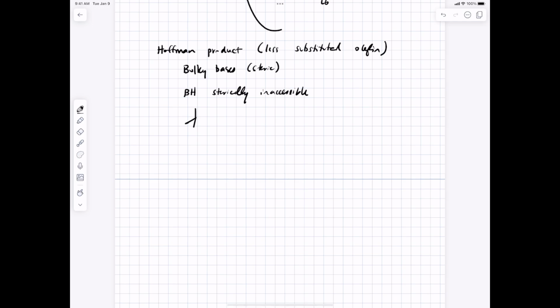An example of that is this weird molecule where you have two different kinds of beta protons, and you're using not a very sterically bulky base. This is sodium hydroxide in ethanol. The more substituted olefin is this one, but that only forms in 14%, and by far the favored product is the less substituted one here.